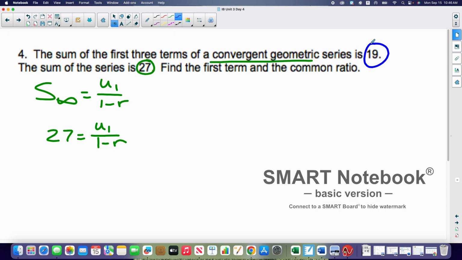Where's this 19 coming from? The first 3 terms of the geometric. So that's the sum of the first 3 terms. If I go look at my formula sheet, the sum of a geometric is U1 times 1 minus r to the n, over 1 minus r. I've been doing this for a while. I have those memorized, but you may not. Pull this off the formula page. What can I plug into this formula that I know right now?